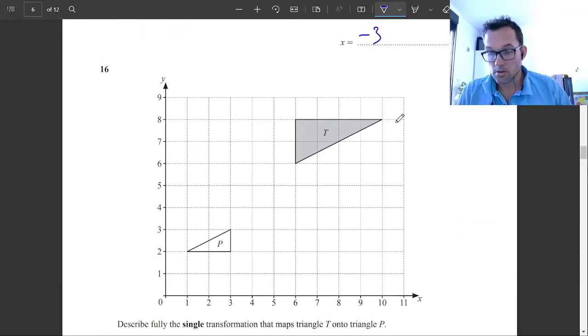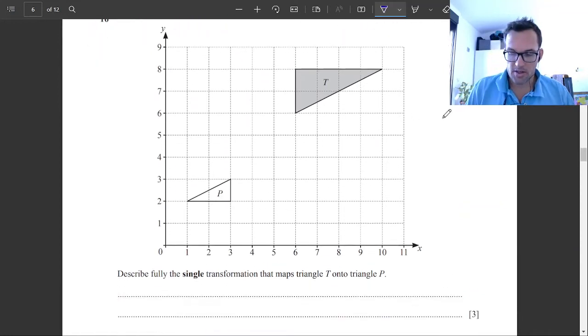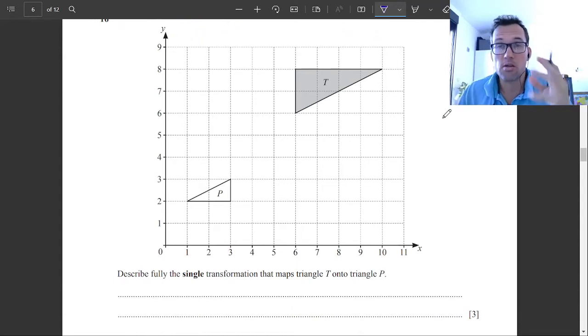Question 16. All right, transformations. The first thing is we describe the single transformation. Remember, it's a single transformation, so it's not going to be two things. It's going to be one transformation only.